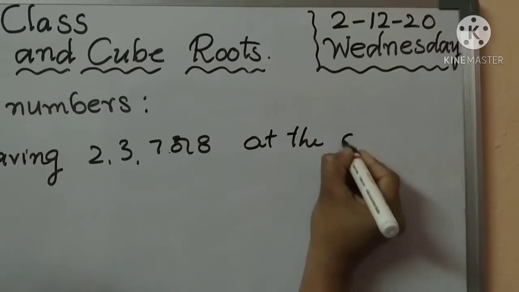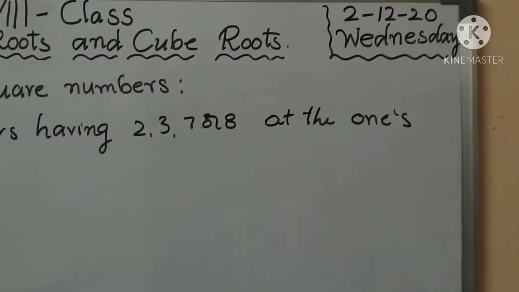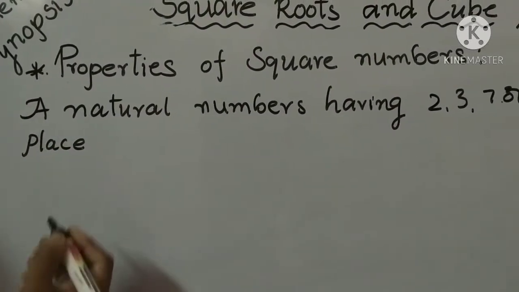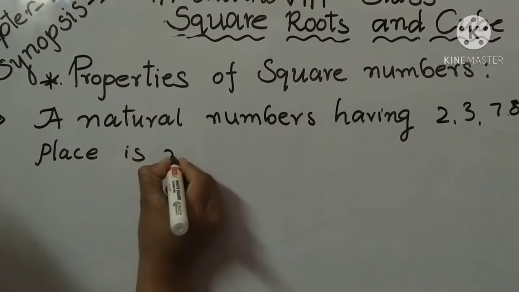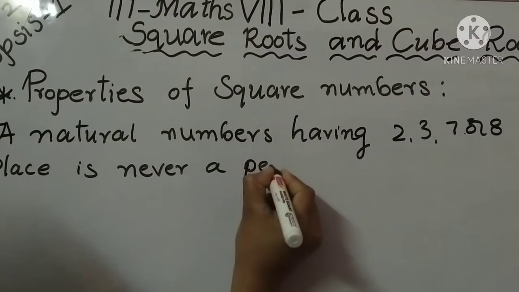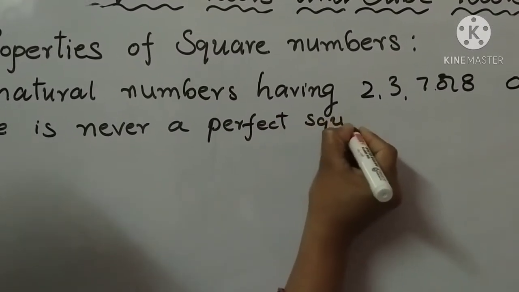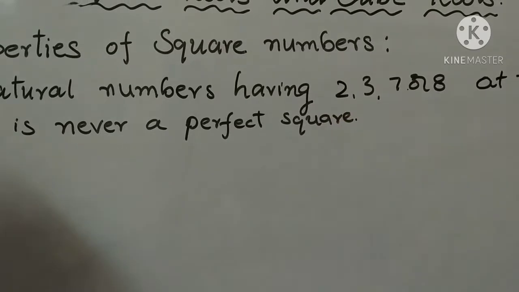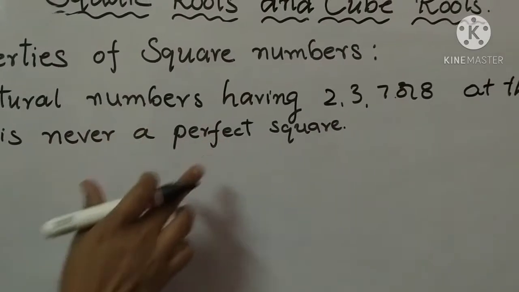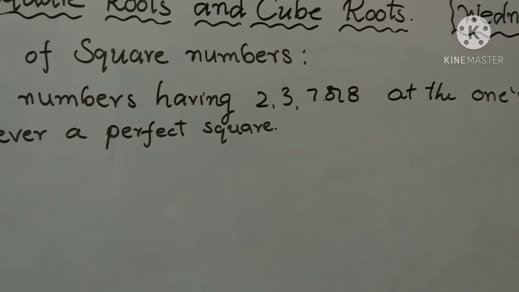At the ones place is never a perfect square. So see children, a natural number having 2, 3, 7 or 8 at the ones place is never a perfect square.